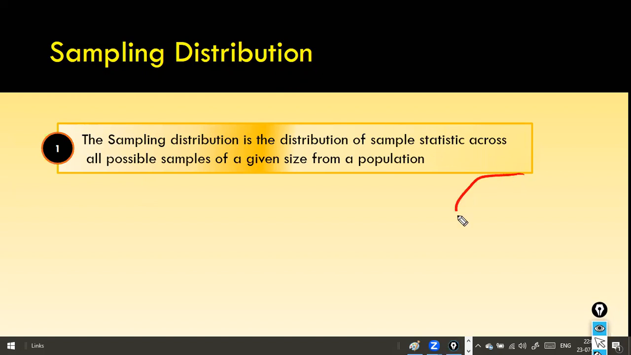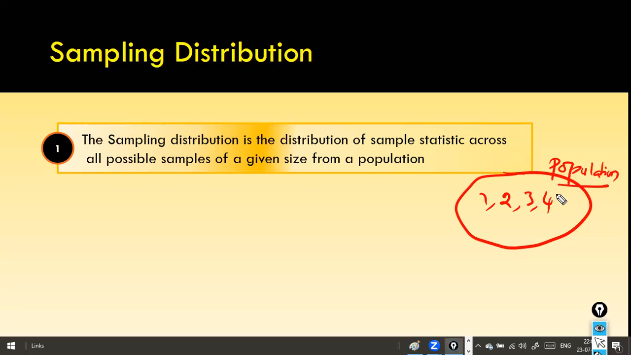For example, for the sake of simplicity, this is my population. In my population, I have only 4 values. What is the mean value of this one? The population mean is represented by mu. It is a parameter. 1, 2, 3, 4: 4 plus 3 is 7, plus 3 is 10, divided by 4 is 2.5. The population mean is 2.5.